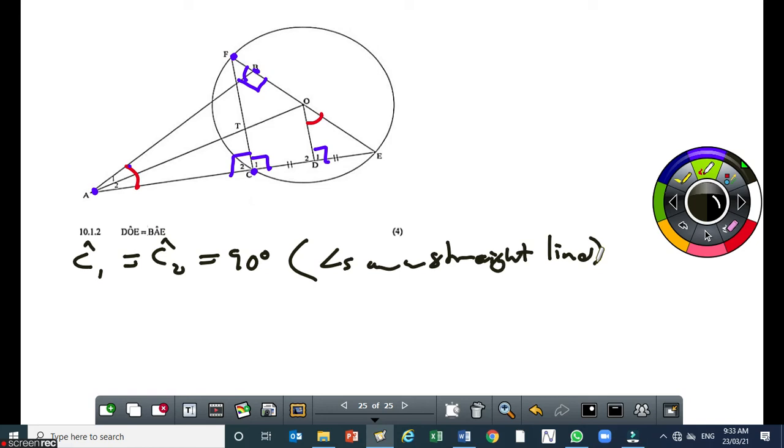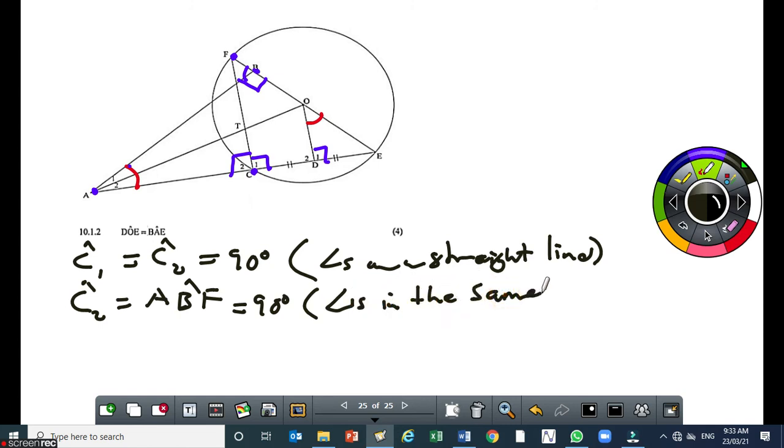Okay, then I'll say, in actual fact, I can use the exterior angle of the cyclic quadrilateral, but here I don't want to go that way. So I'll say C2 is equal to angle ABF, which is equal to 90 degrees. My reason for this is going to be angles in the same segment. So C2 is equal to angle ABF is equal to 90 degrees.